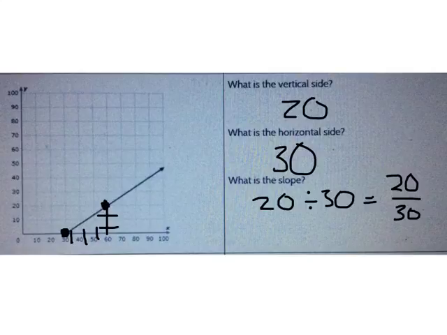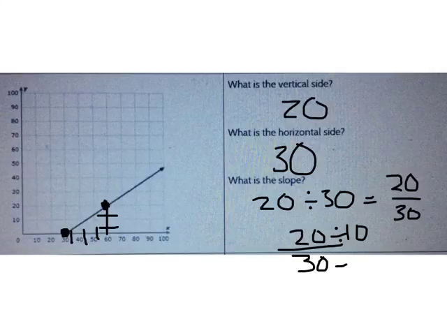I can divide the vertical side by the horizontal side to find the slope. What's 20 divided by 30? Written as a fraction, it's 20 over 30. What is the largest number that I can divide both 20 and 30 by? It's 10. When I simplify 20 over 30, what's my new fraction? What's the slope of this line? It's 2/3.